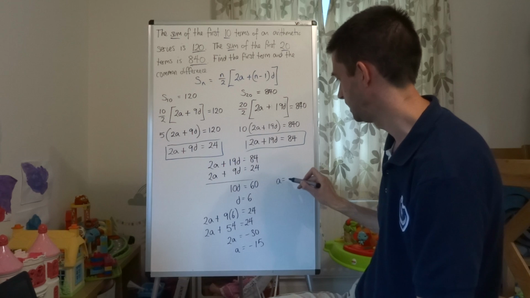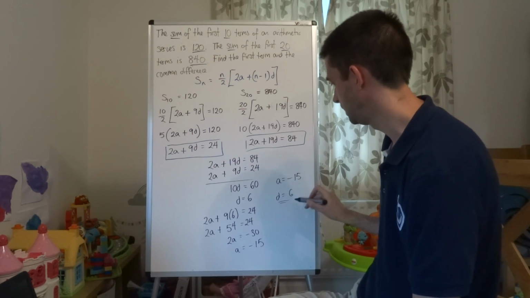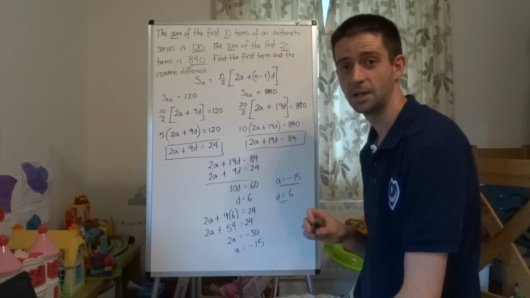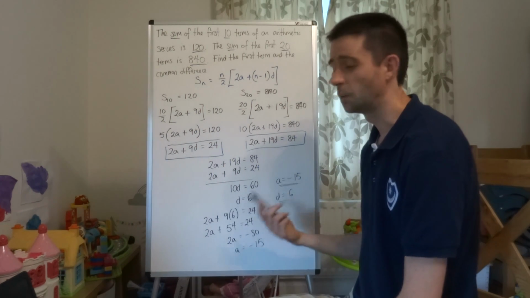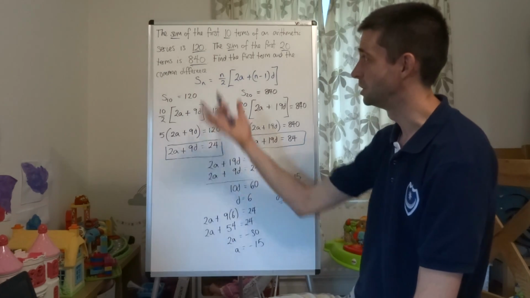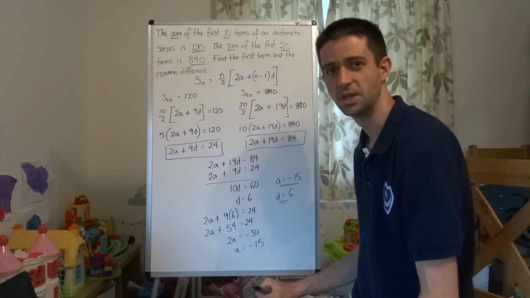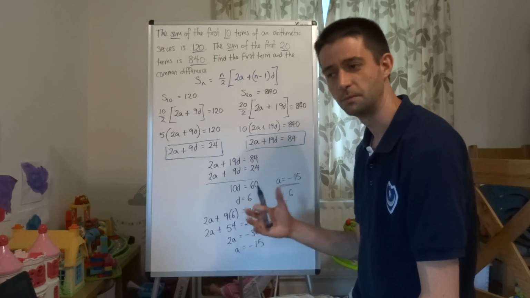So what I have here is a is negative 15 as my first term, and d equals 6 as my common difference. What I could do if I wanted to, I could write out the first 10 terms and show that the sum is 120, but I'm quite confident in my process here that that's worked. So there we go, job done.